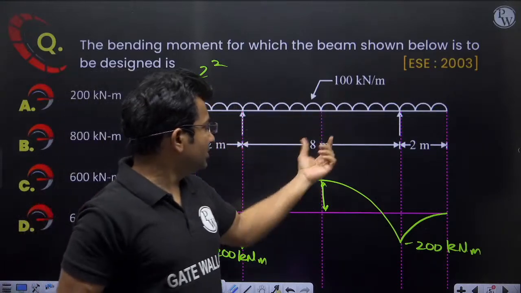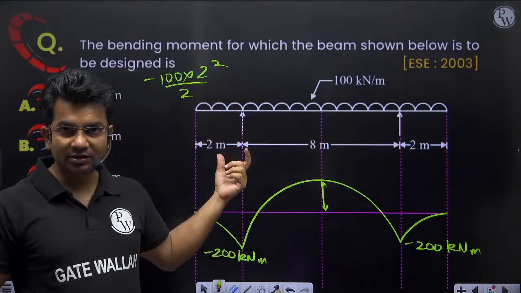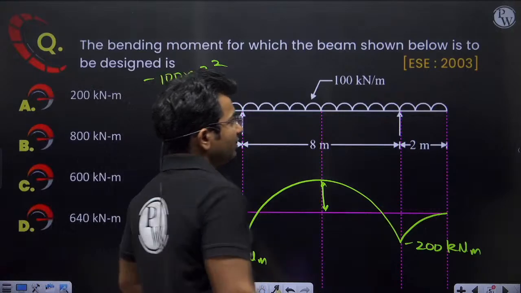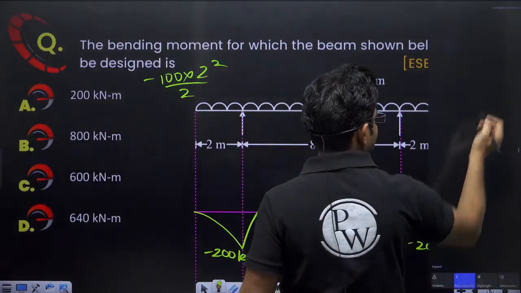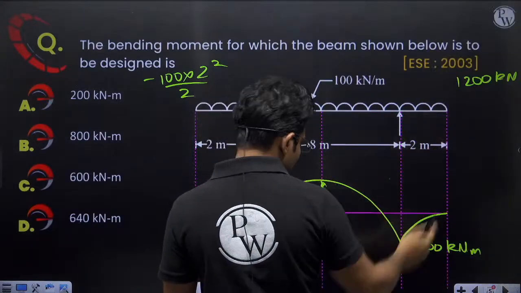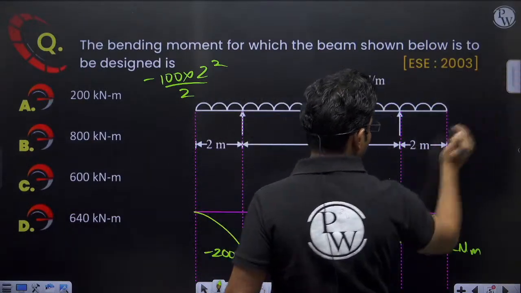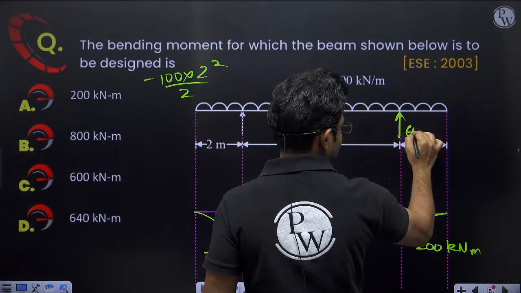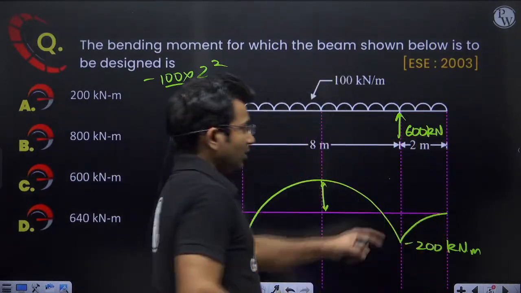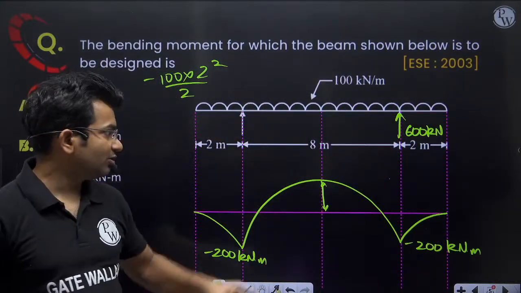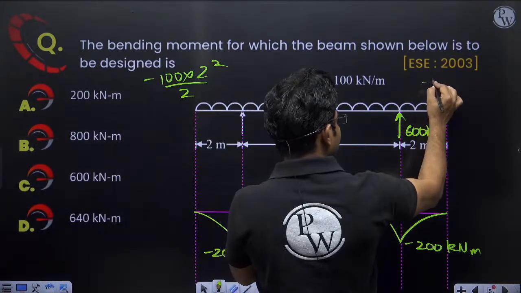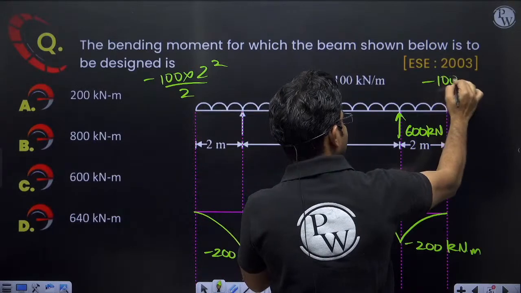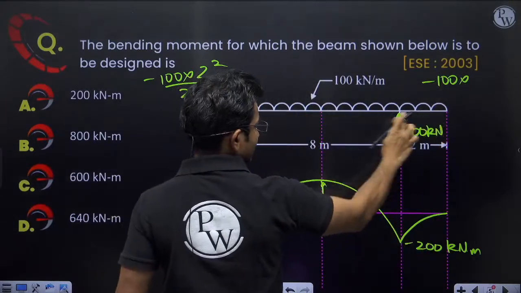Total length of the beam is 8 plus 2 plus 2, that is 12 meter. So total downward load will be 1200 kilonewton. This is the total downward load. So if 1200 kilonewton is the total downward load, support reaction here will be 600 kilonewton. Now if the support reaction is 600 kilonewton, bending moment at this location will be minus W, minus 100 into, what is this length?